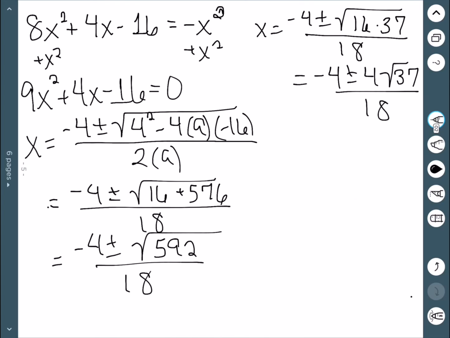We can reduce these irrational numbers, the ones with the square roots, as long as we can cancel in all 3 spots: on the denominator, in this first term on the top, and the second term. And we can see they all have a 2 in common. So I can rewrite this as negative 2 plus or minus 2 square root of 37 over 9.